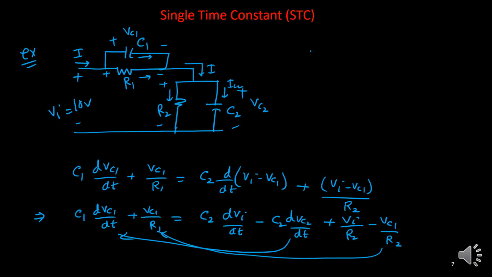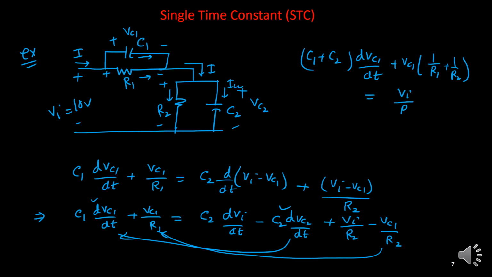So can you notice that? This C1 plus C2, these two, times dVC1/dt. And these two I can combine. VC1 I can take common, 1/R1 plus 1/R2. Then right side I can keep that simple, VI/R2 plus C2 times dVI/dt.